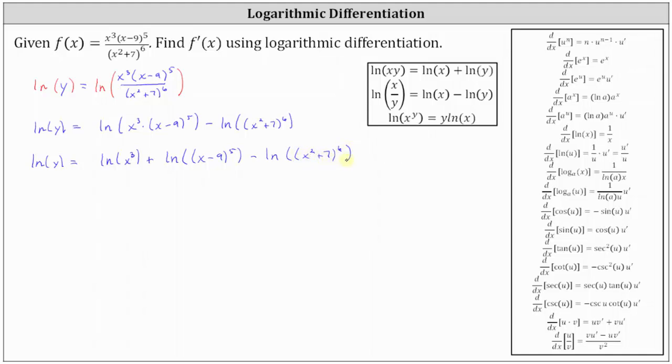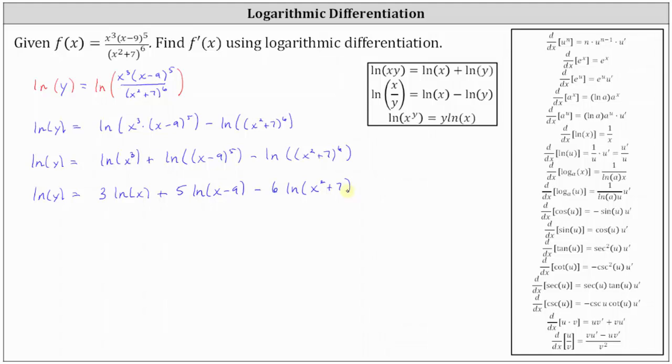And we can expand one more time by using the power property of logarithms, which is natural log of x to the power of y is equal to y times natural log x. So applying the power property, we have natural log y is equal to 3 times natural log x, plus 5 times natural log of the quantity x minus 9, minus 6 times natural log of the quantity x squared plus 7.